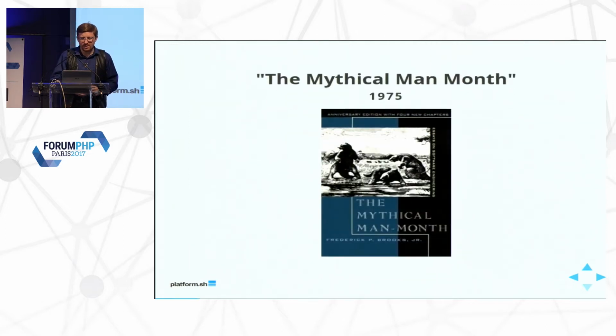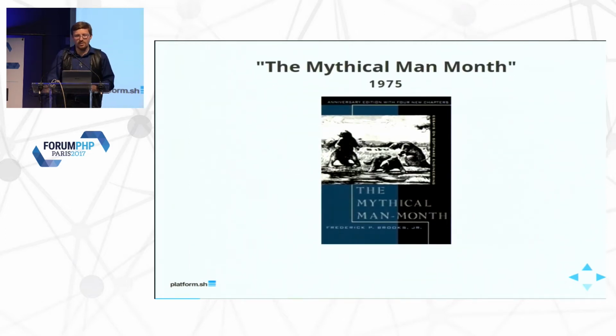And Brooks went on to write, 10 years later, a book called The Mythical Man Month. Who's heard of this? No one should be allowed to run a software project without reading this book. It's a series of essays and lessons learned from his experience working on System 360 and other academic studies in the intervening decade.